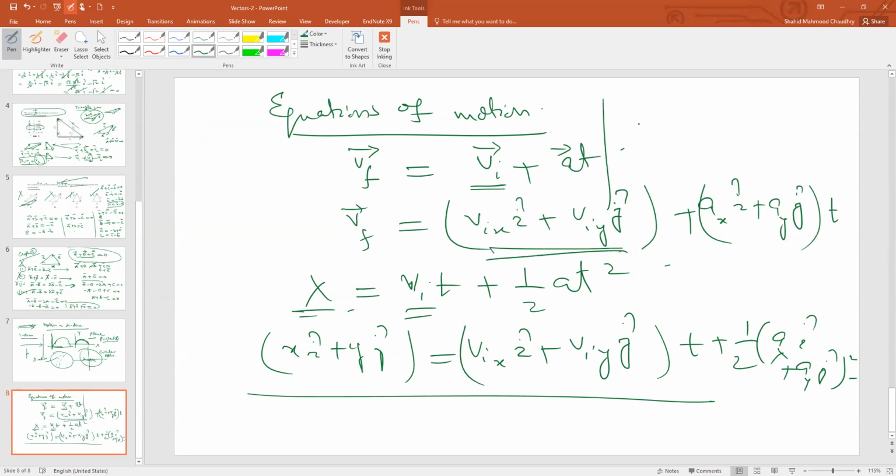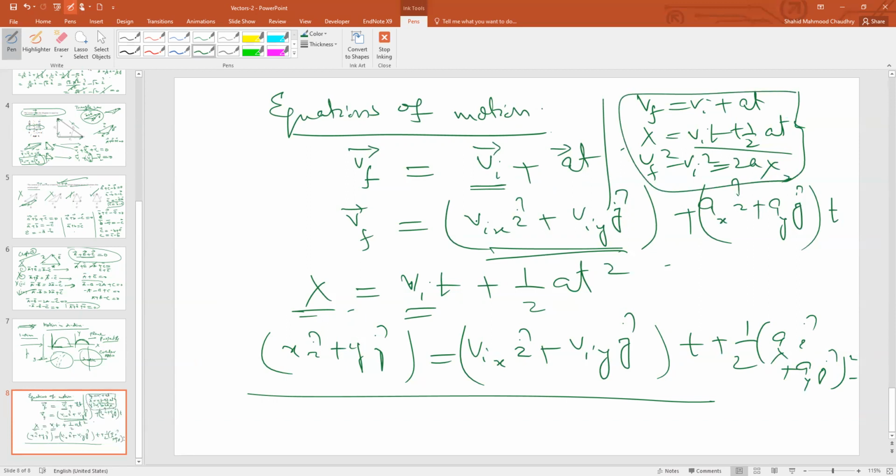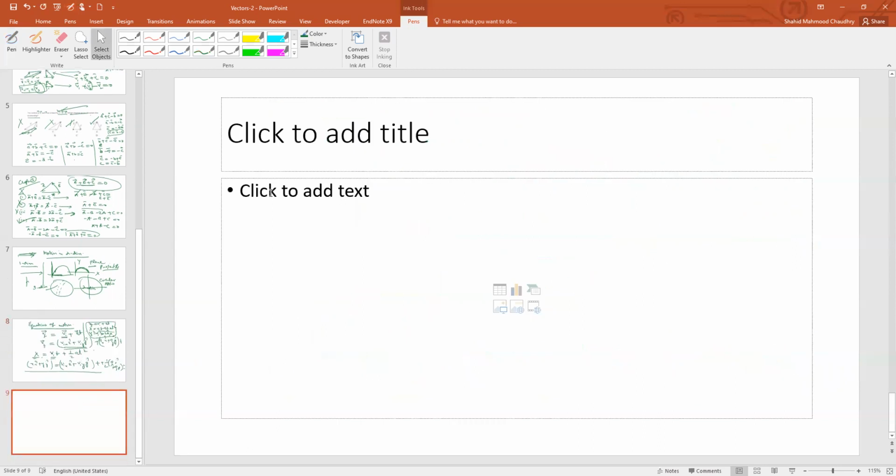But previously, we just wrote this equation and solved the problems. Or we wrote the equation 1 over 2 AT square and solved the problems. Or VF square minus VI square is equal to 2AX. We solved all these problems by applying these equations. The equations are the same. The only difference is writing them in the two-dimensional case. This is what we will do.